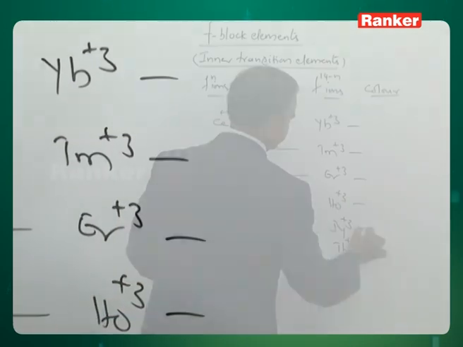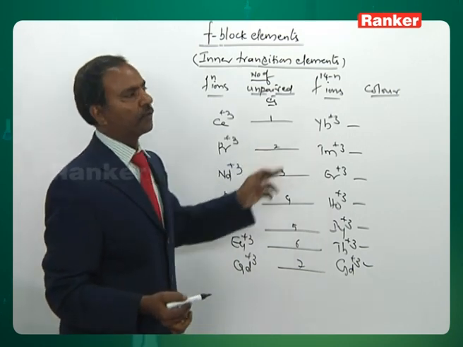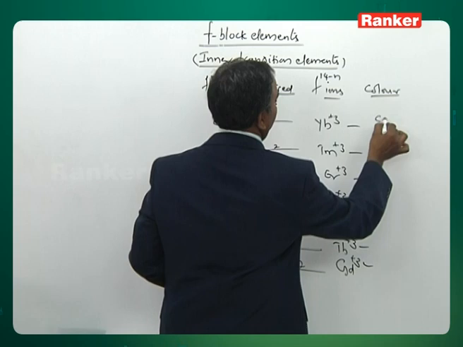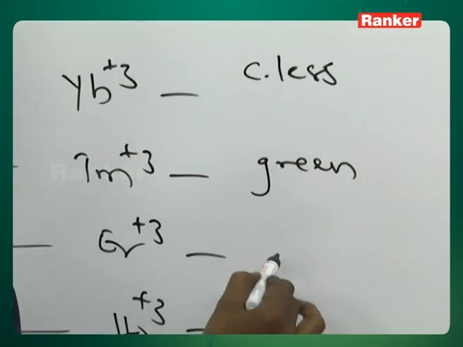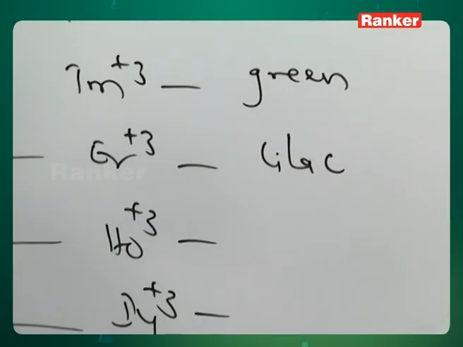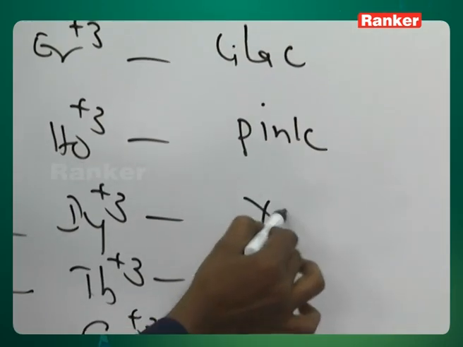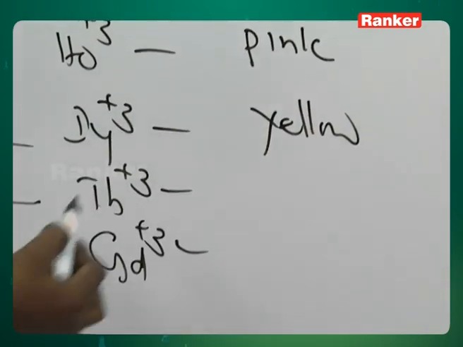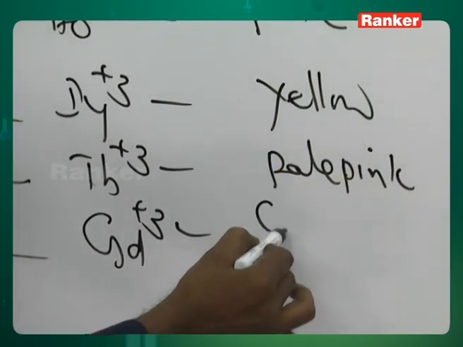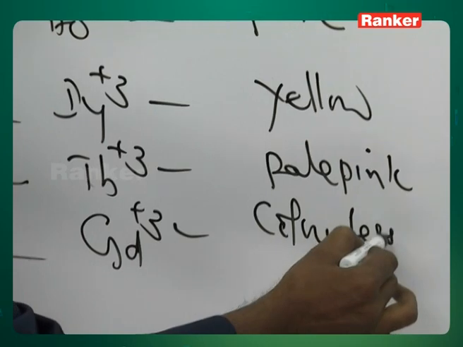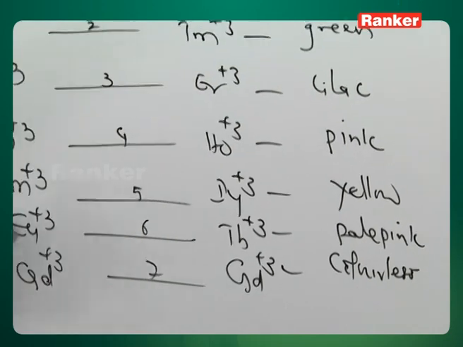Now look here. This f1 configuration is colorless, so the first pair is colorless. The second pair exhibits green color, the third is lilac, the next is pink, the fourth is yellow, then pale pink, and the last one is also colorless, with 7 unpaired electrons. Like this, the 14 lanthanides we are making into 7 pairs.